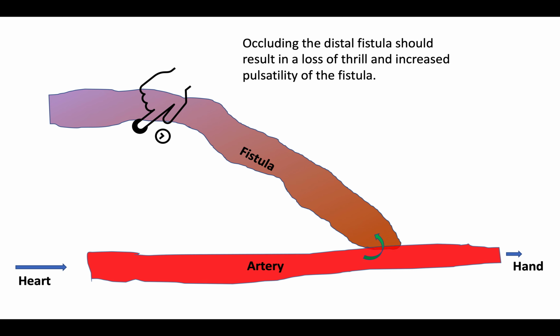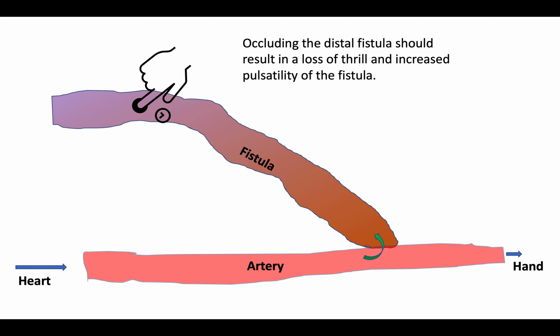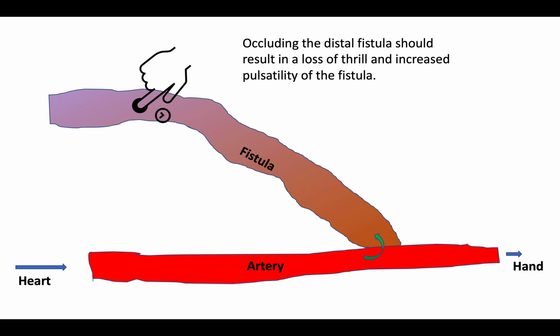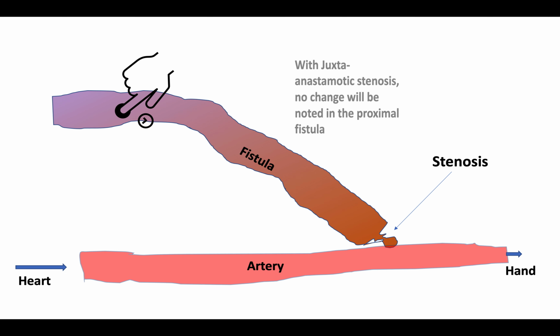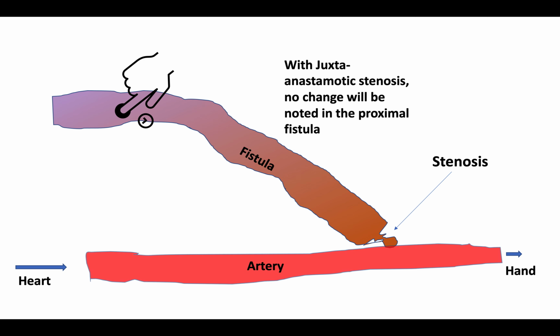A special maneuver called augmentation can be used to identify juxta-anastomotic stenosis as being the cause of AV fistula malfunction. When you occlude the outflow segment of the AV fistula, the thrill is diminished and is replaced with a pulsatile AV fistula. In an augmentation test, you're occluding the distal outflow segment, and if you have a juxta-anastomotic stenosis, then you don't increase the pulsatility, and there's practically no change, telling you that there's a problem with the inflow.